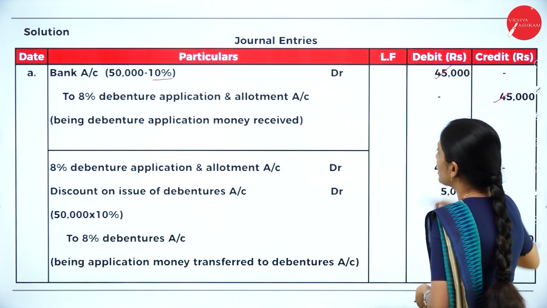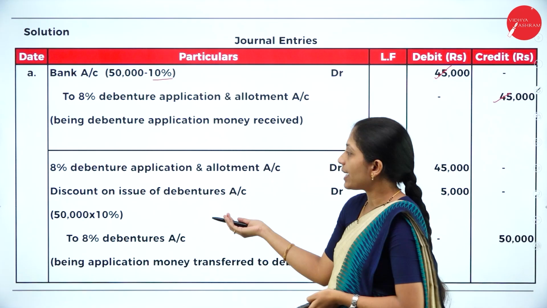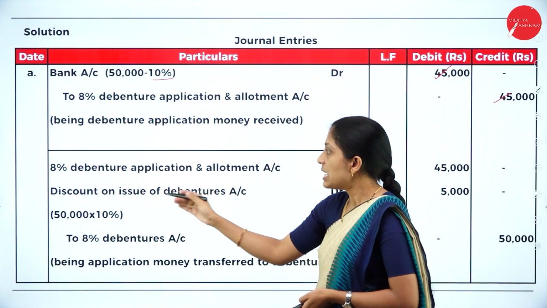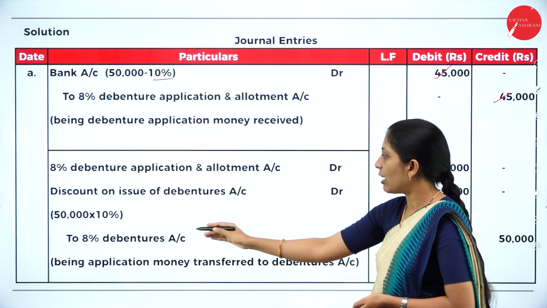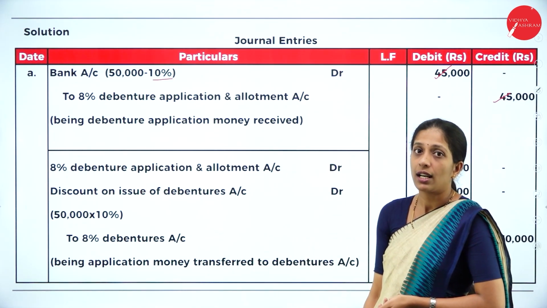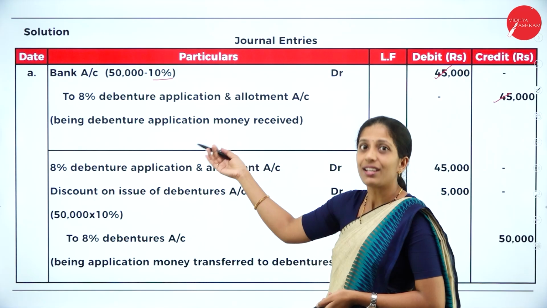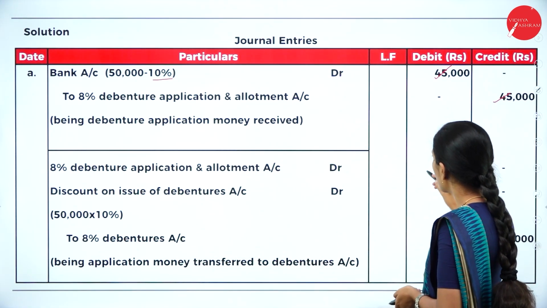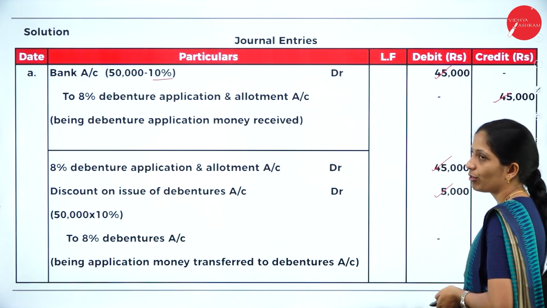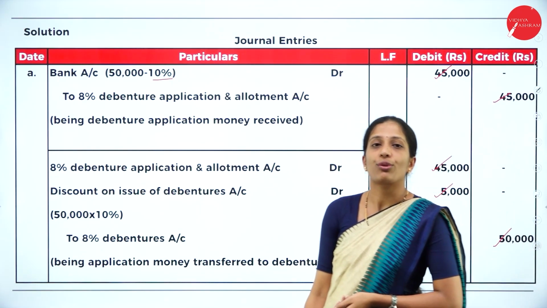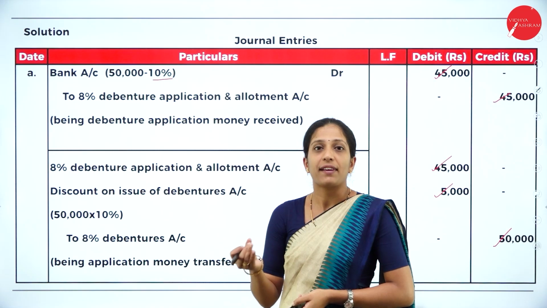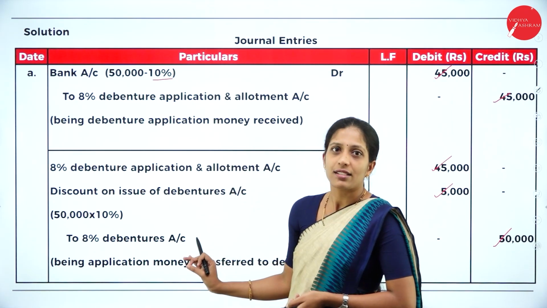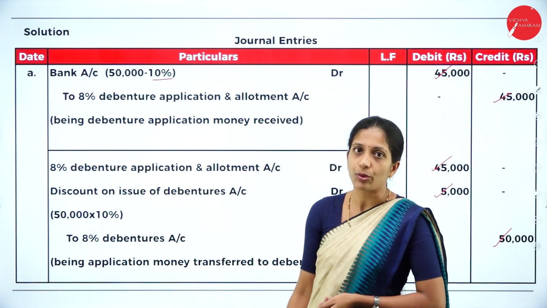So, 45,000. And your next entry, the transfer entry: 8% debenture application and allotment account debit, discount on issue of debentures account debit, to 8% debentures account. It has been issued at discount and redeemed at par. So, your transfer entry will be like this: 45,000, 5,000 and 50,000. For more explanation, you can go through the sessions where I have explained each and every situation in detail. Here I will just tell the answer for this particular question.